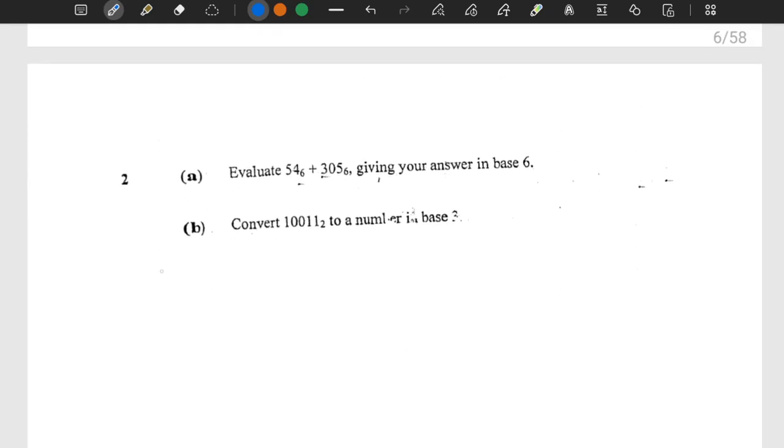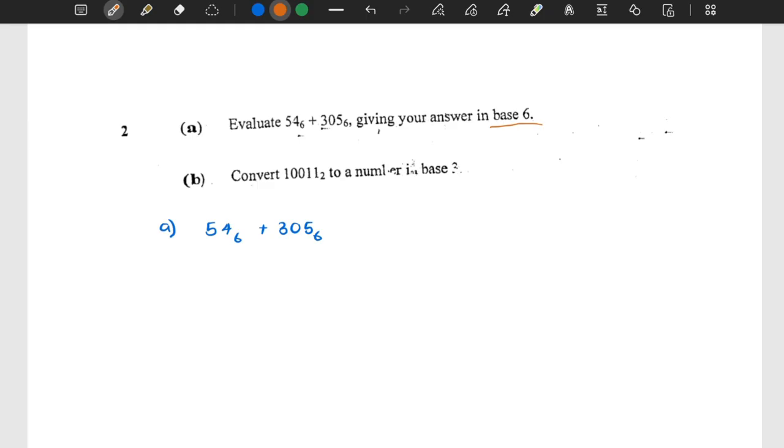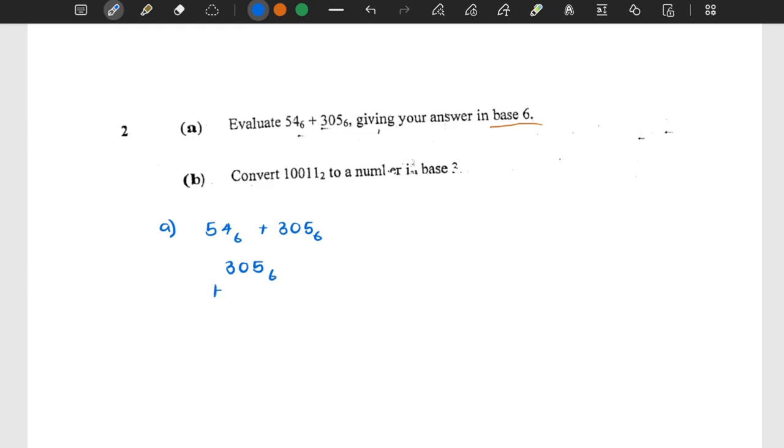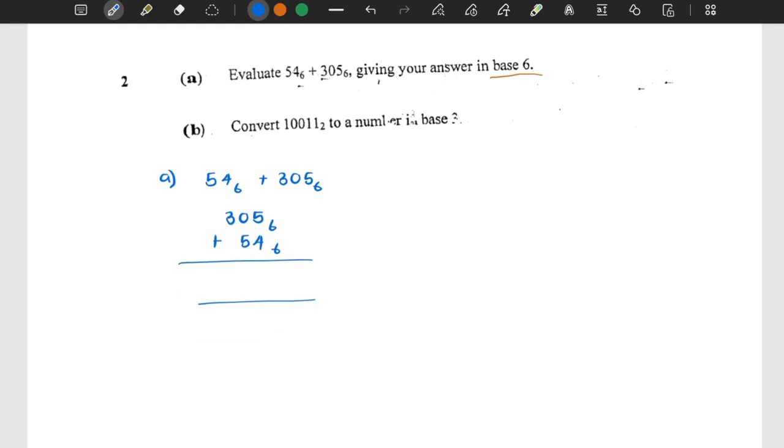Number 2A, evaluate 554 base 6 times 305 base 6, giving your answer in base 6. So we don't have to change bases in this case. So it might be easier to put the bigger number on top. Again, if you want more explanation of how we add or subtract numbers in base form, that's included in the lecture on the YouTube playlist on number bases and the real numbers.